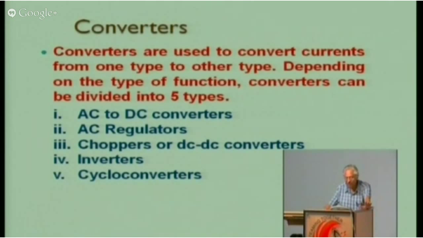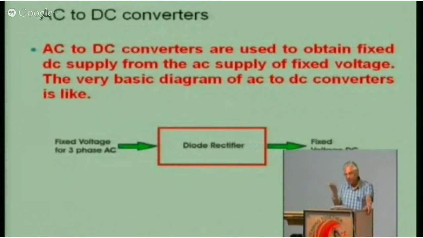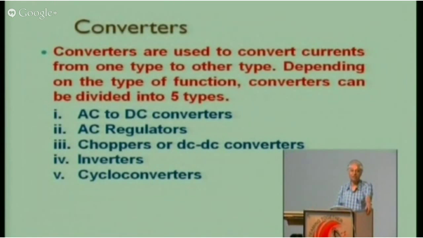Converters are used to convert currents from one type to another type. Depending on the type of function, converters can be divided into five types, which is AC to DC converter as I was showing in that chart, AC regulators, choppers or DC to DC converters, inverters and cycloconverters. These are the main converters. Of course, one thing I think we are missing in this, you can note it down: one is a dual converter also. Dual converter is rectifier inverter or inverter rectifier.